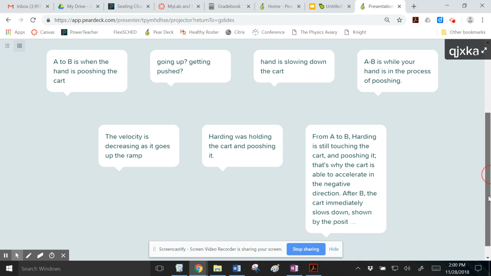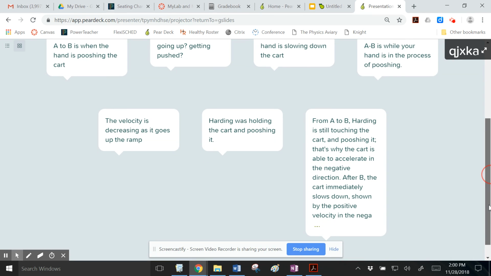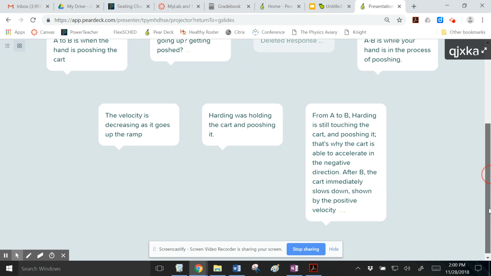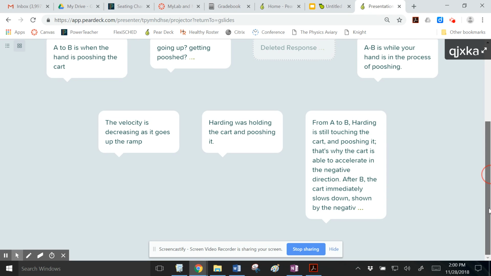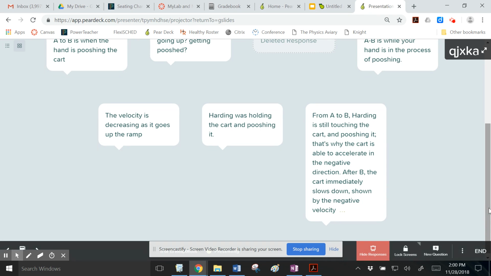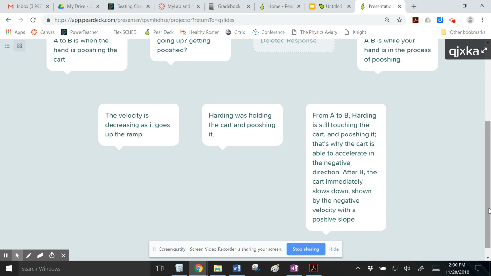Okay. Velocity is decreasing as it goes up the ramp. From A to B, Harding's touching the cart and pushing it. That's why the cart is able to accelerate in the negative direction. After B, the cart immediately slows down. Okay. So at A, velocity is zero. It acquires the velocity as I push it. And I'm pushing it towards the detector, so that's why all of a sudden it's got a big negative velocity. As soon as I let go, it's going to start slowing down. Okay, it's slowing down as it goes up the ramp.